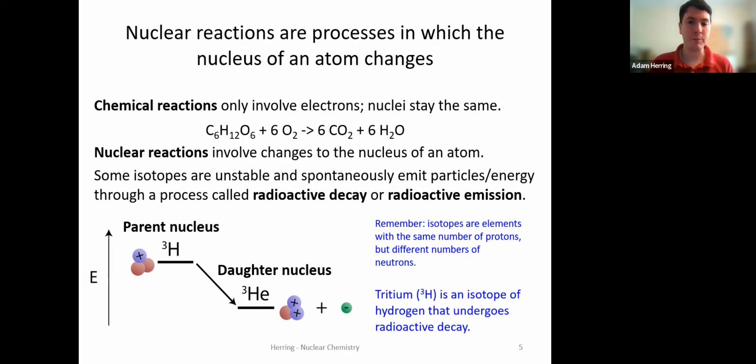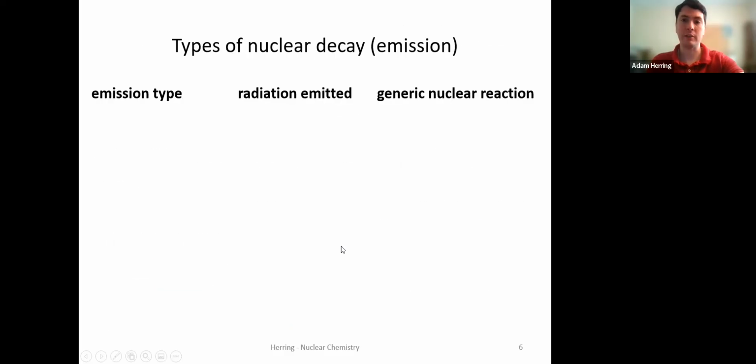This is an example of tritium undergoing a radioactive decay process. You can see what has happened is we've converted a neutron into a proton. And so it's no longer a hydrogen atom, but a helium atom. And it has ejected an electron as part of that process. So the main idea here is the identities of the elements change during nuclear processes. Now let's talk about the different types of nuclear decay, all of which are emissions in these examples.